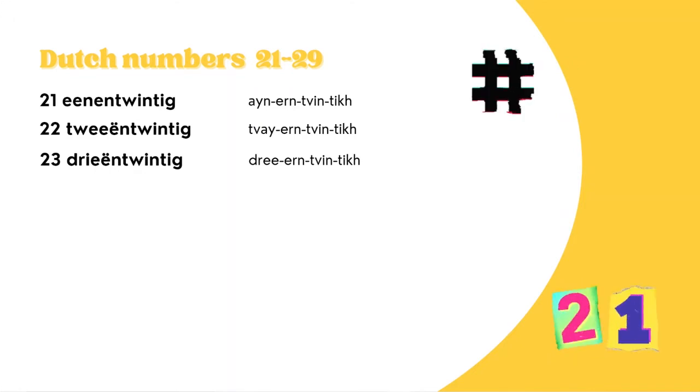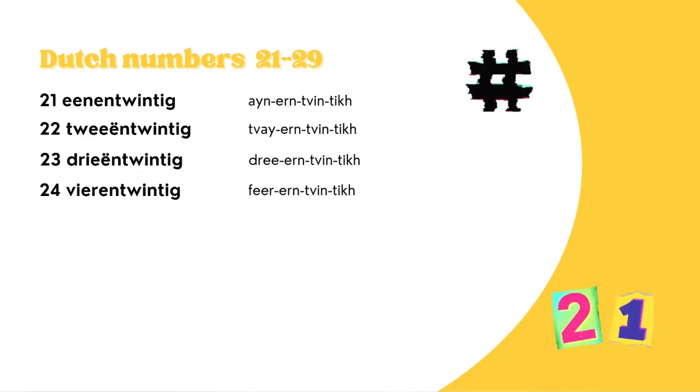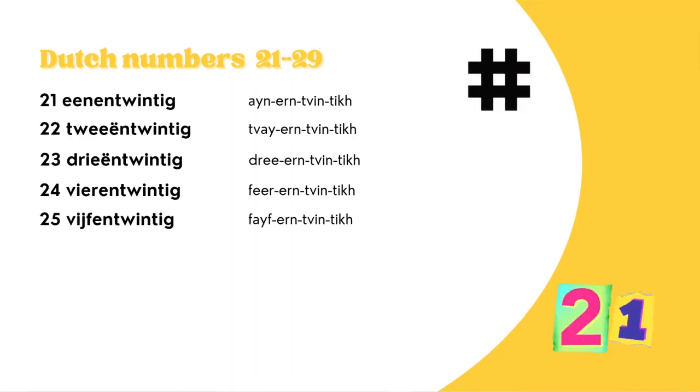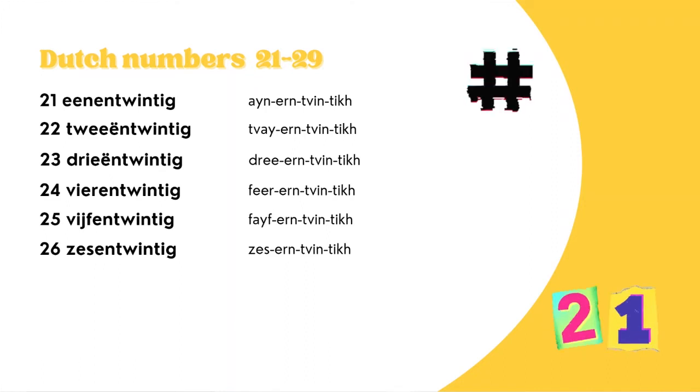Then 24 is the same structure. We say four and twenty. Then number 25 follows the same structure. So that is five and twenty. Number 26 is six and twenty. So six and twenty. 26.